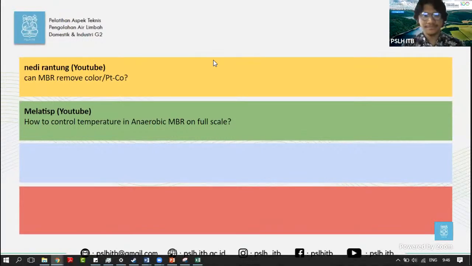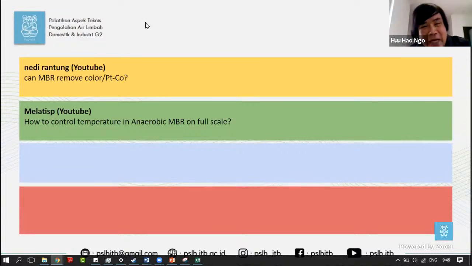For MBR removing color, at the moment there is very little research working on color removal by MBR. I don't know exactly whether the MBR can efficiently remove the color from water or wastewater.